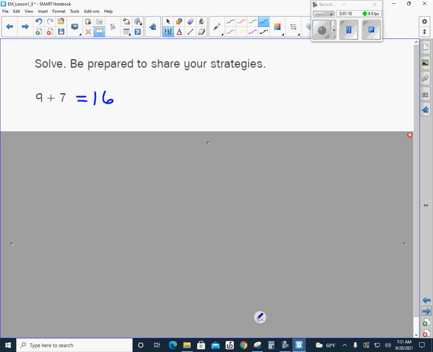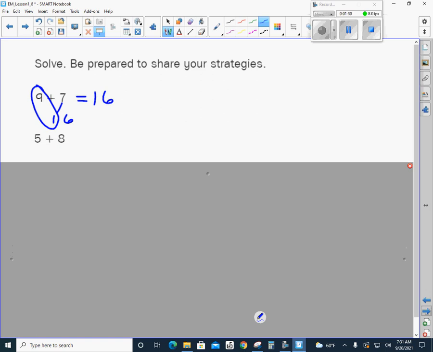So one possible strategy you could use for this problem mentally is to think, okay, 9 is really close to 10. If I pull 1 away from 7, that leaves me with 6 more. I can make 10 and do 10 plus 6 is 16. That's a quick mental way to figure out that problem. Let's see if you can use that same strategy with this next problem.